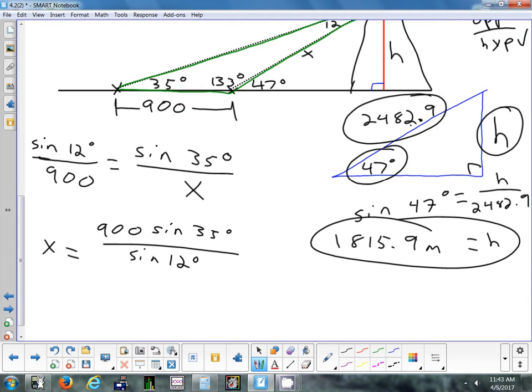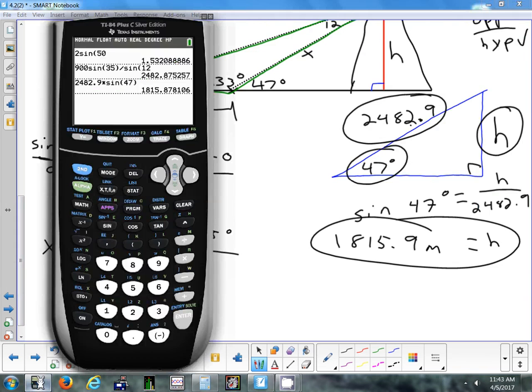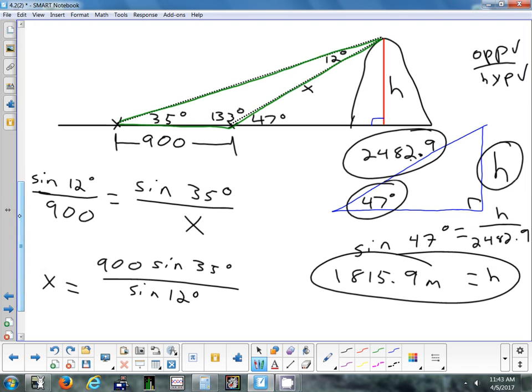What did you just do? What did I do? I just typed in 2,482.9 times the sine of 47. So we just want to get h by itself. Okay, so that problem's a little involved because you have to find a side first in a triangle that's not even your answer, but you have to do it to get your final answer. You can't jump to finding h right away.